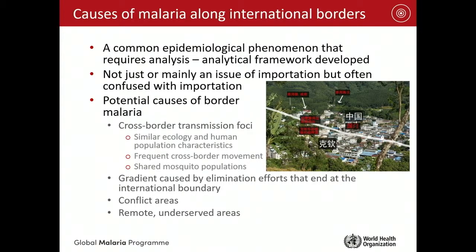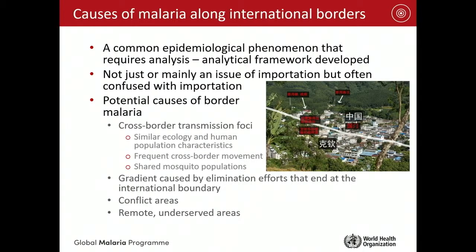This picture on the right shows a village in China and Myanmar where the border passes right through the center of town. It's an invisible border, invisible to the population, invisible to the mosquitoes. And so this is essentially one transmission focus. The ecology is similar on both sides. The population is the same on both sides. There's such frequent cross-border movement that most people don't even know they've crossed a border. And their mosquito population is clearly shared. So this needs to be treated as one transmission focus.